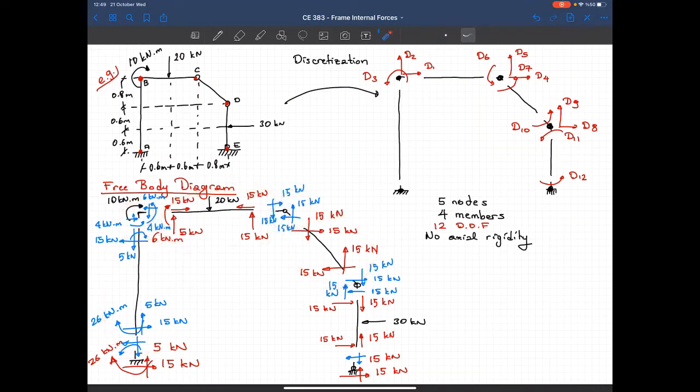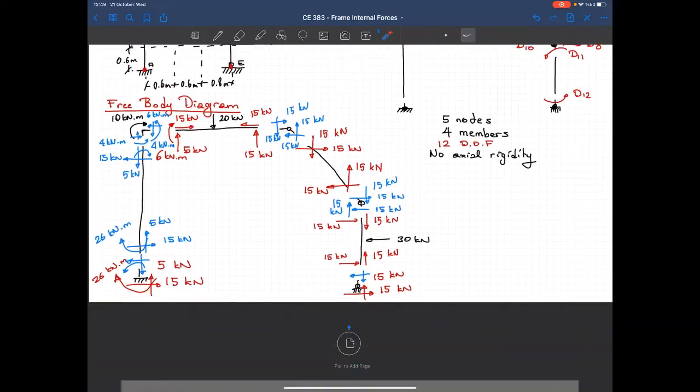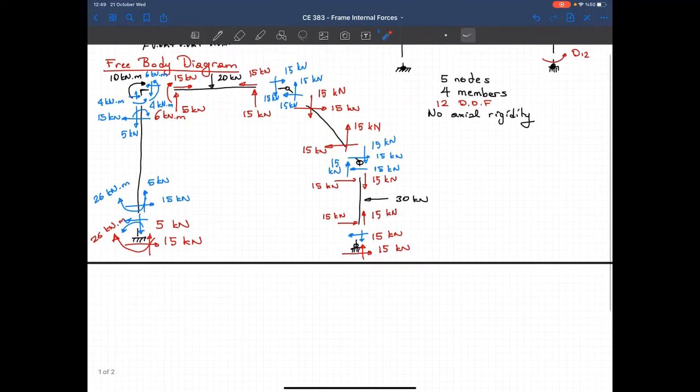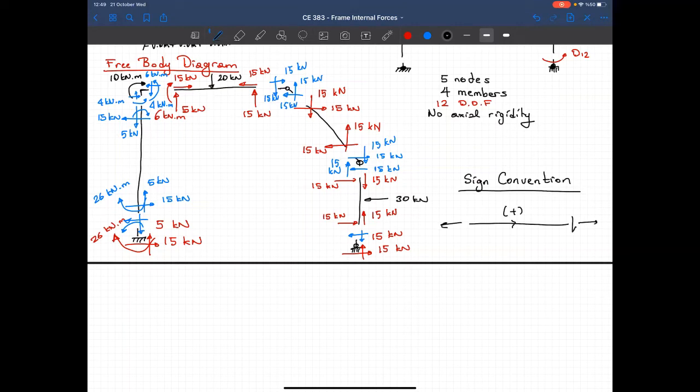Okay, so the next step is to draw the internal force diagrams. So let's use this figure. Let me show the sign convention here. That's our starting point. Sign convention. This one will show the positive directions. Tension is positive for axial force, and there are positive directions in shear and positive directions in moment. Let's start from the axial force diagram.